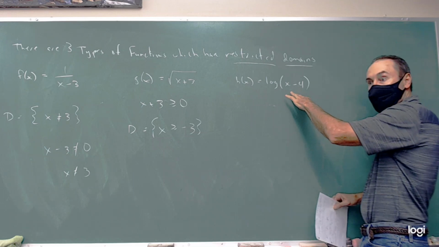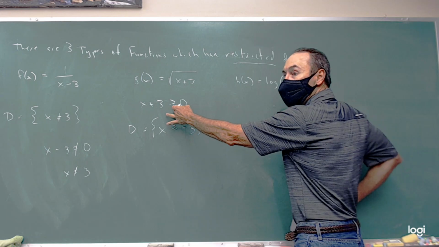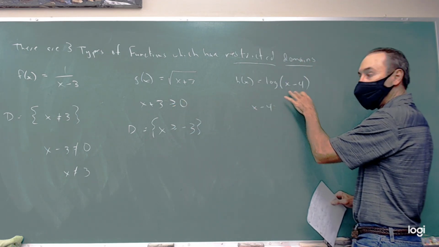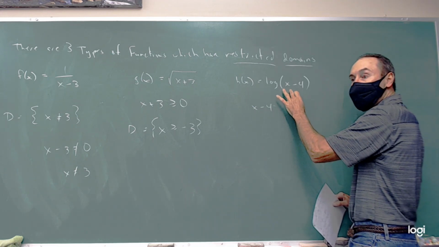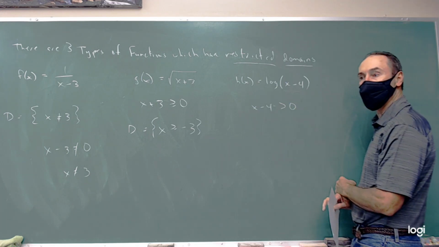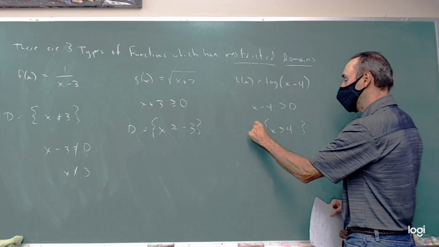Very similarly, a logarithm does the same thing, except it can't equal 0. We take whatever is in there, which is called the argument of the logarithm, whatever is going in as an input to that logarithm, and make it strictly greater than 0. When we solve that, that is going to become our domain.